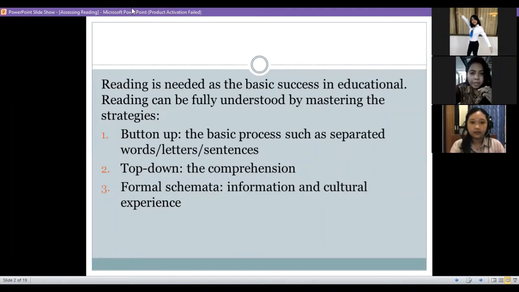And then reading can be fully understood by mastering the strategies. First is bottom-up, the basic process such as separating words, letters, and sentences. The second is top-down. It's more about our understanding and comprehension of what you have read. And the third is formal schemata, which is information and cultural experience. It's more about the daily information that you receive, and then the cultural experience that you face around your environment. Okay, next slide.